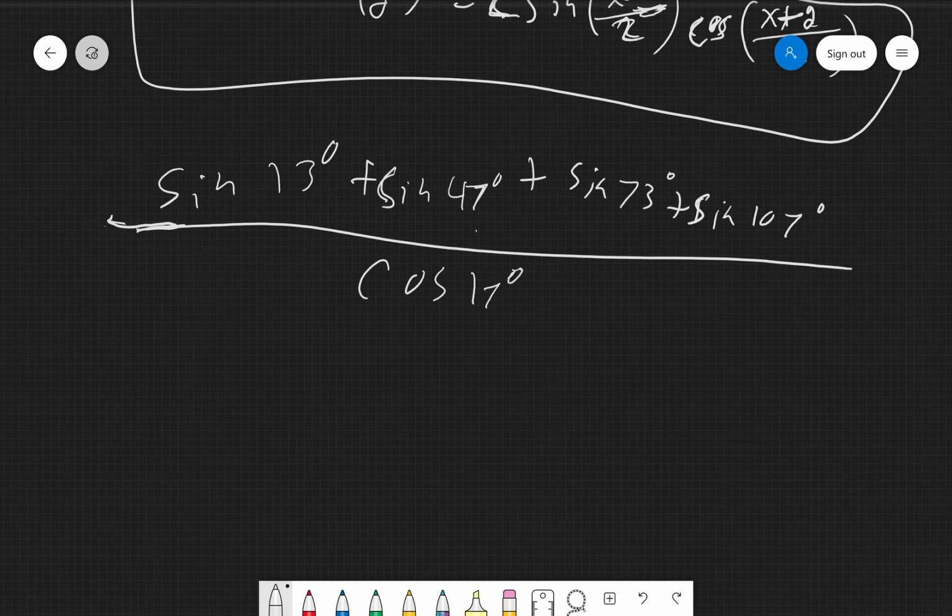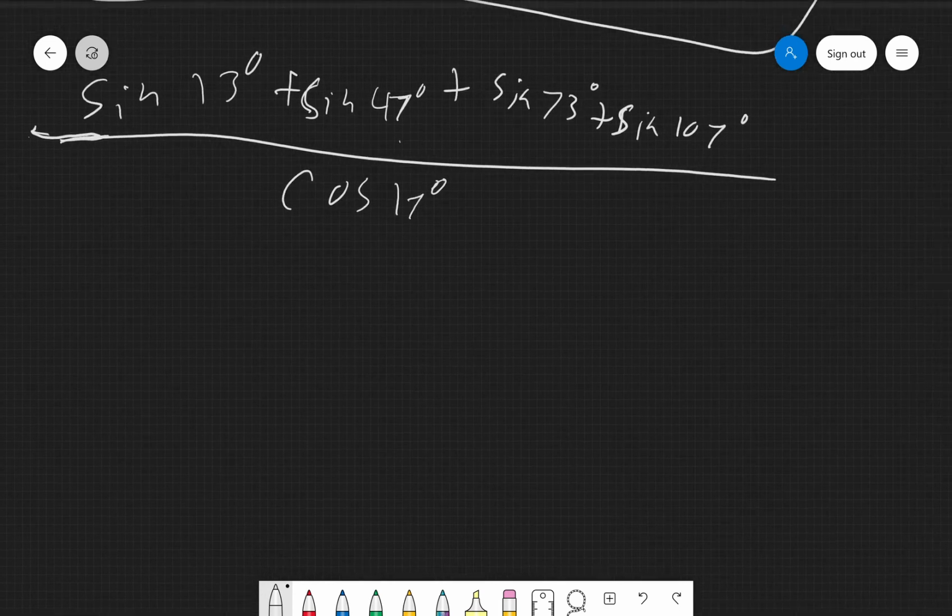So now, do this. The source of this problem is the ARML, or the American Regional Mathematical League, or something like that. But yeah, do this problem. Cool beans, cool beans. See you guys in the next one. You know what? JK lol again.